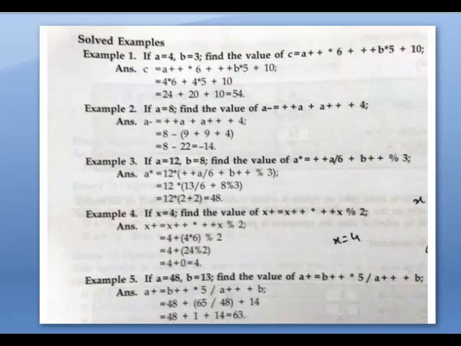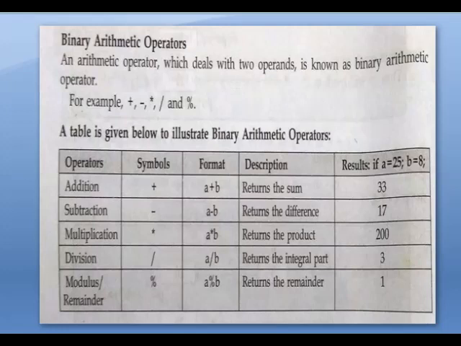The next one is binary arithmetic operators. Binary means two operands. An arithmetic operator which deals with two operands is known as binary arithmetic operator. For example, plus, minus, into, division and modulus. See, one table is there. Here you will see division means we will take the quotient as the answer. Modulus means we will take the remainder as the answer.